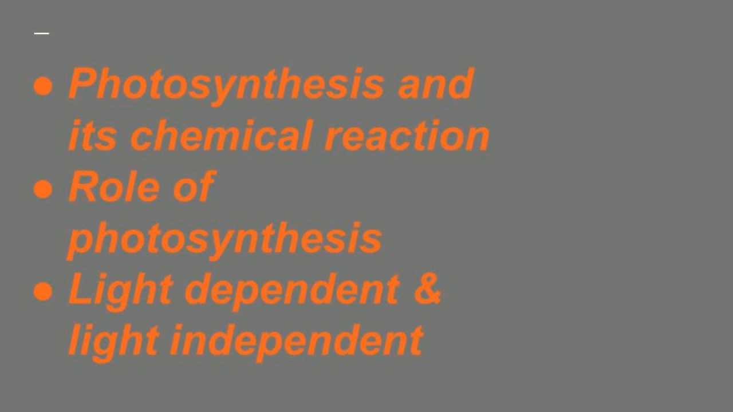Now we are going to see photosynthesis and its chemical reaction. From the lower classes onwards, we learned what is meant by photosynthesis. Photosynthesis is a process in which plants prepare their own food with the help of sunlight as well as chlorophyll pigment. Now we are going to see the chemical reaction and the role of photosynthesis. What is the role of photosynthesis?